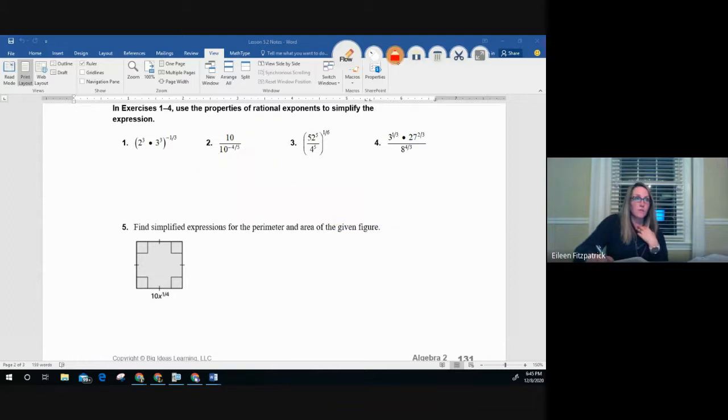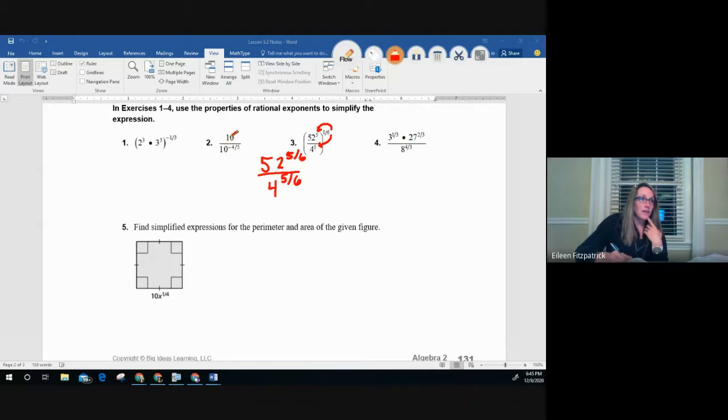That's your answer for 2. For number 3, what I'm going to do is apply the exponent on the outside to the ones on the inside. So I'm going to multiply. So I'm going to have 52 raised to the 5/6 over 4 raised to the 5/6.